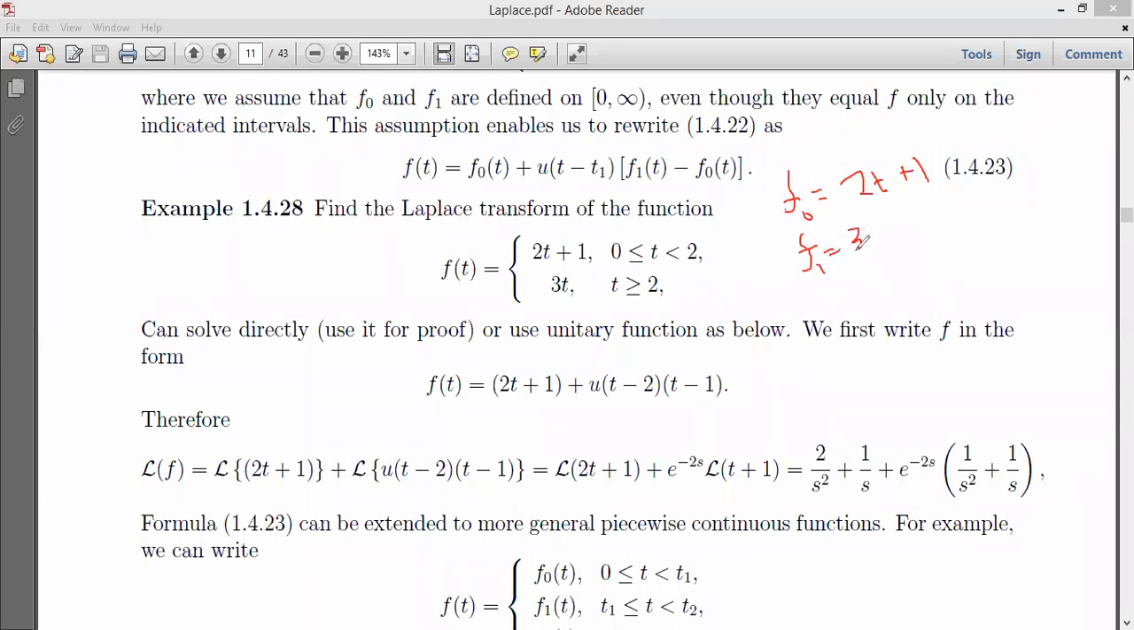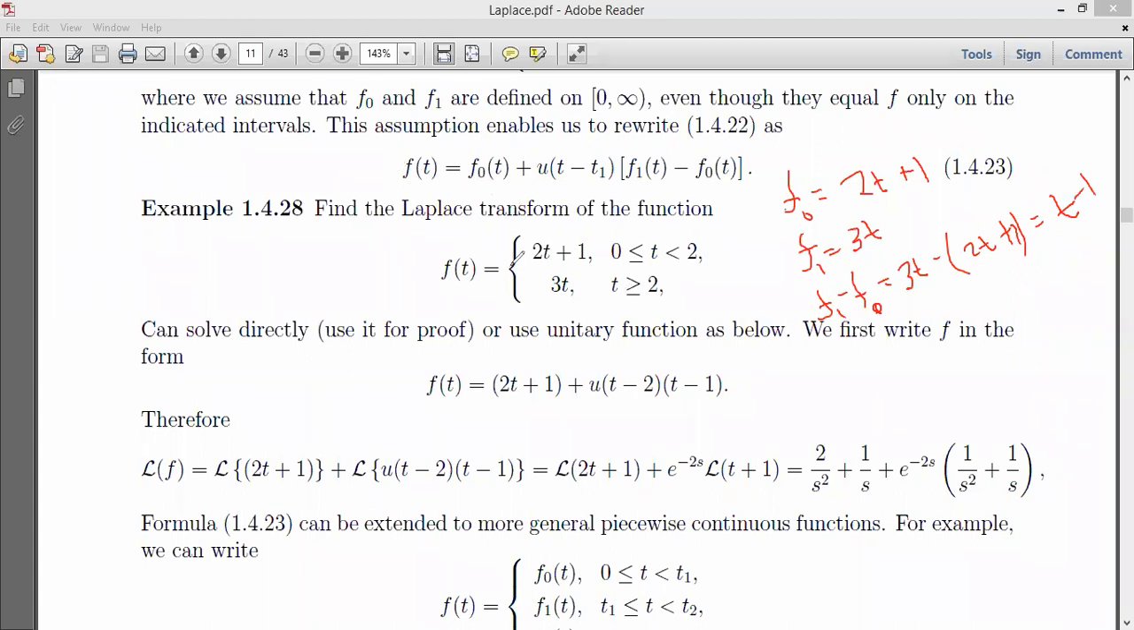F1, this is 3t. So we need to find f1 minus f naught, that is this minus that. So you have f1 minus f naught, that is the 3t, and this is minus the whole of the 2t plus 1. And what does this give? There is a plus 1, guys, here. What does that give? That gives us t minus 1. Hopefully I'm clear there.